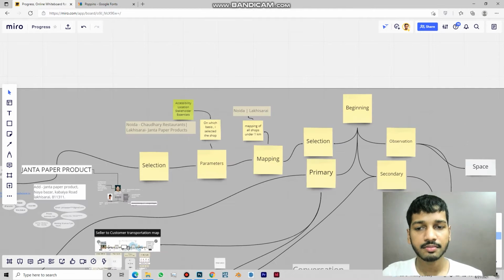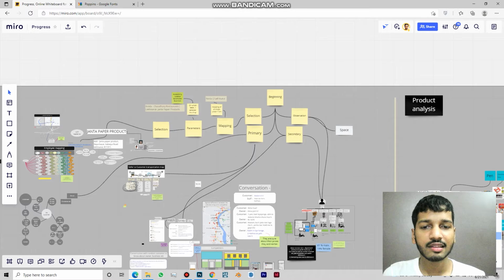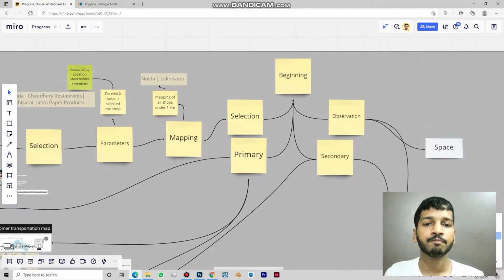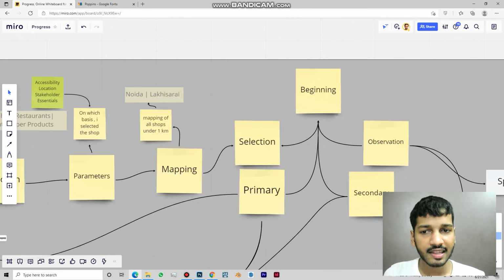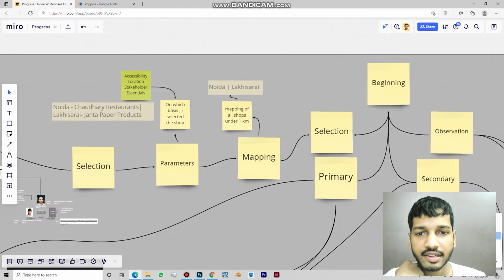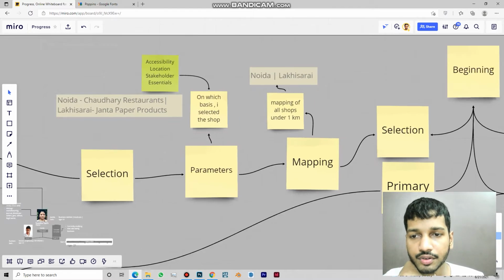Later on, I had to come to my hometown due to lockdown, and it was not that easy. With the shop I selected earlier I could get more data because I was going to their shop regularly, but they were not available for online details and calls to the owner. I started the same process at the place where I am currently, Lakisrai, and the shop that I got in this area was Chandapur product.